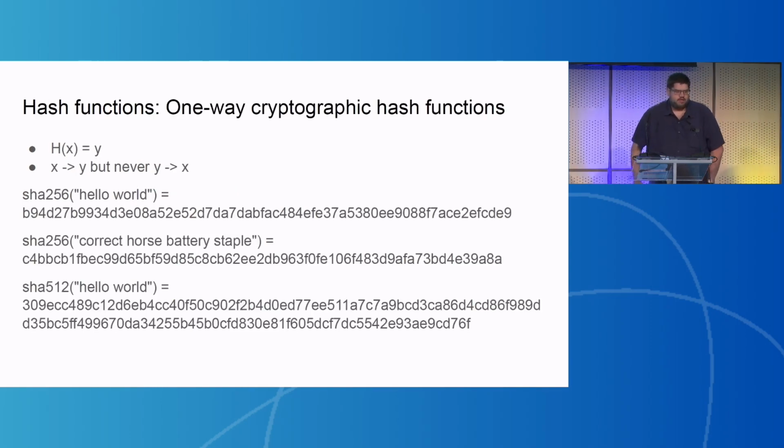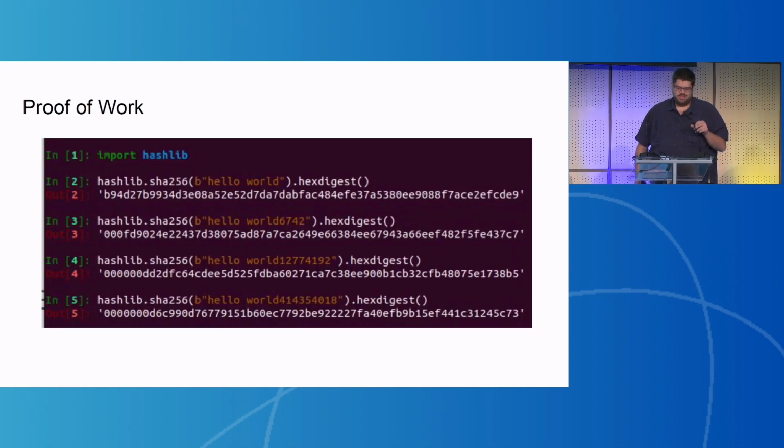So no one yet has described what a hash function is. It's a one-way cryptographic hash function where you have an input, you get an output, but you can't go the other way. You can verify very quickly. That goes into proof of work in a moment. But here are some examples of hashes. These are hash functions, and these are examples of the results that you get when you hash an input to a hash function, in case no one has ever seen that before.